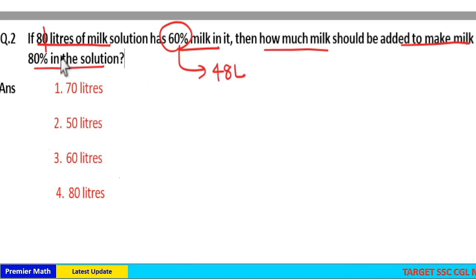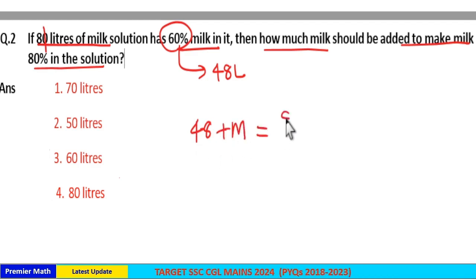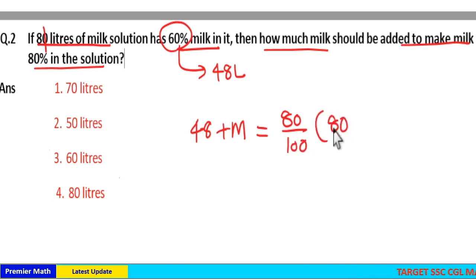Initially this milk solution of 80 liters contains 48 liters of milk. So when you add m liters of milk to this 48 liters, this should become 80% of the solution. Solution means initially 80 liters was present. Now when you add m liters, solution will become 80 plus m liters. Now 48 plus m liters of milk is equal to 80% of the solution.